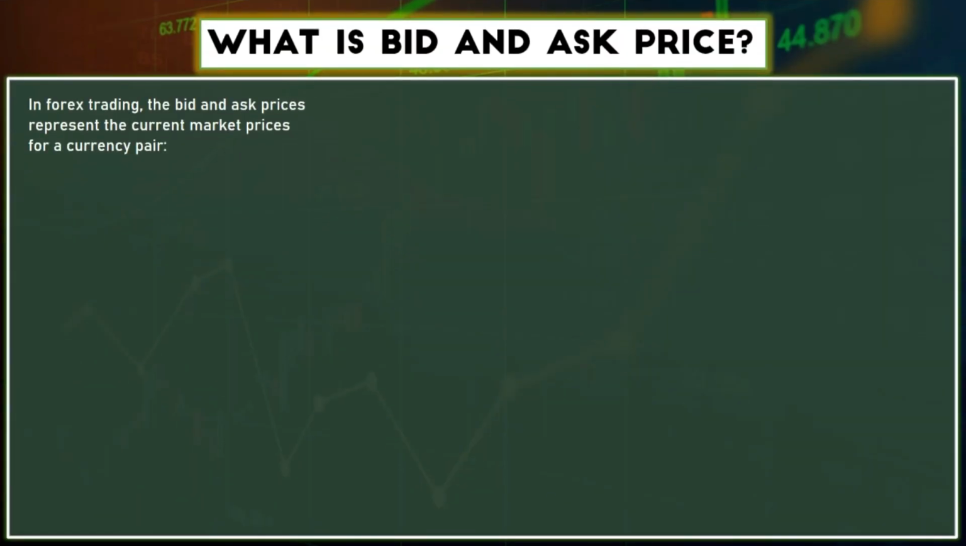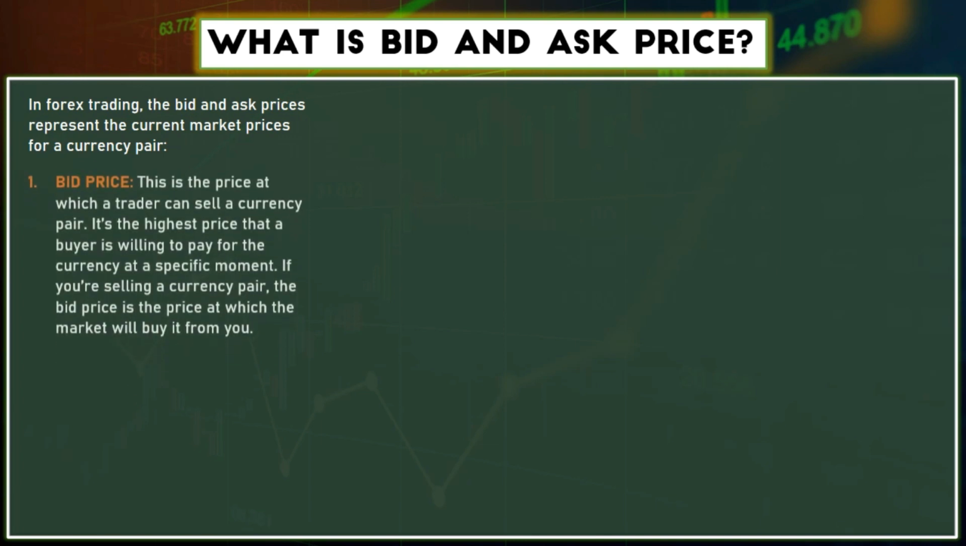So today we'll be talking about what is bid and ask price. In forex trading, the bid and ask price represent the current market prices for a currency. Remember that there's always change in the amount of a currency with time. So the current price is what we call the bid and ask price.